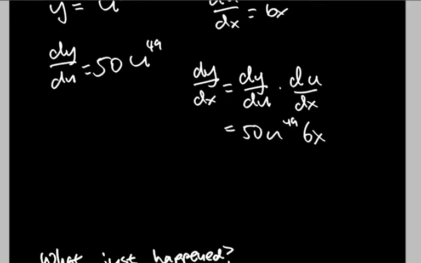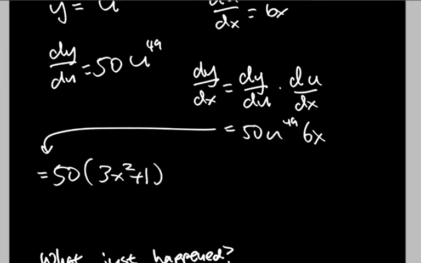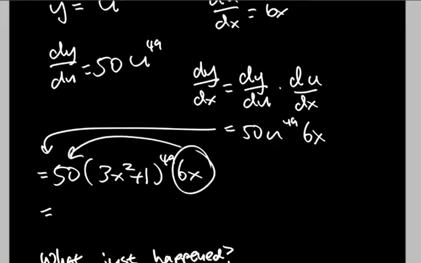And if we just do that out more, so I'm just going to put it down here: 50 times 3x squared plus 1 to the power of 49 times 6x. And how you should write it is actually bring this over to the front. I'm just going to multiply that all out. Just do it like that. The main reason is just for readability's sake, so you get all the single things and put them all in the front so that you don't lose track of them.